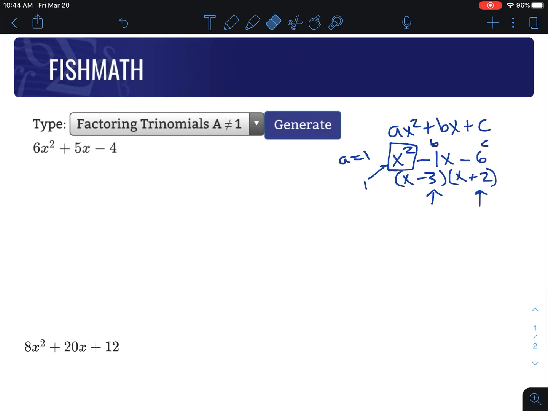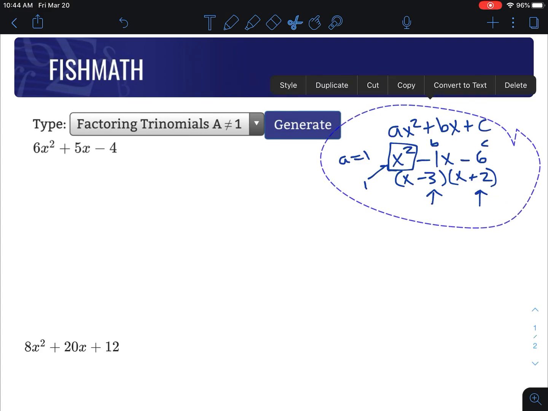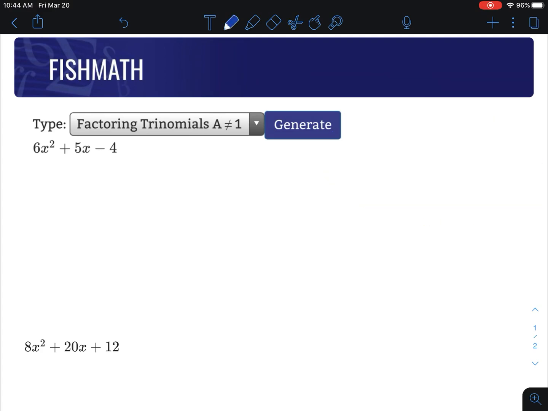There is a process that works every single time, including if a equals 1. So if you like this process a lot, you can use it for the easier examples as well. So here's how it works. Let me just get rid of this. Instead of looking at the c number, we're actually going to make a new number to multiply to. So our a is 6, our b is 5, and our c is negative 4. So we're going to first do a times c. I want you to multiply the a number times the c. So in this case, it's 6 times negative 4, which is negative 24.